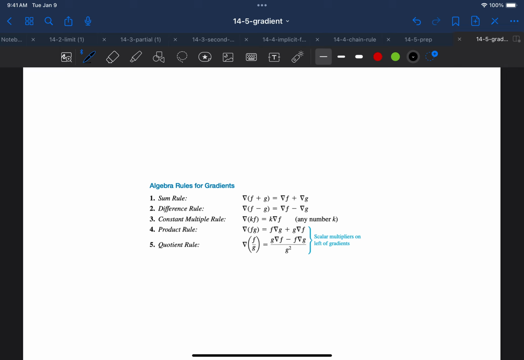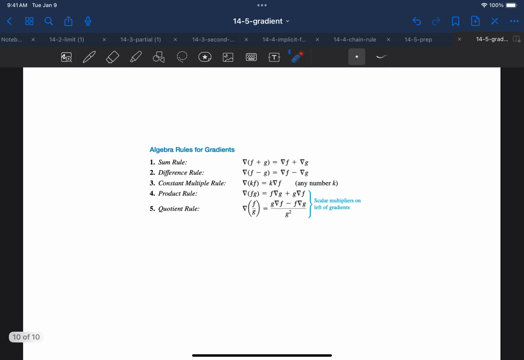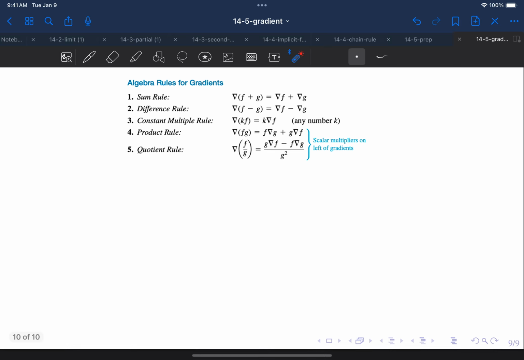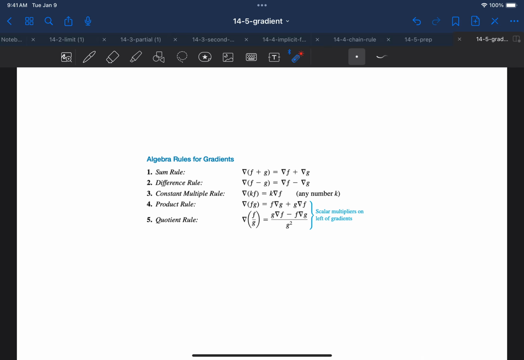All right, there are a few obvious algebra rules for gradients. The gradient of a sum equals the sum of the gradients, and all those things are given, and there's a quotient rule and a product rule. You can review them by yourself, and whenever we use them, we will come back and revisit these rules. All right, we're going to stop.